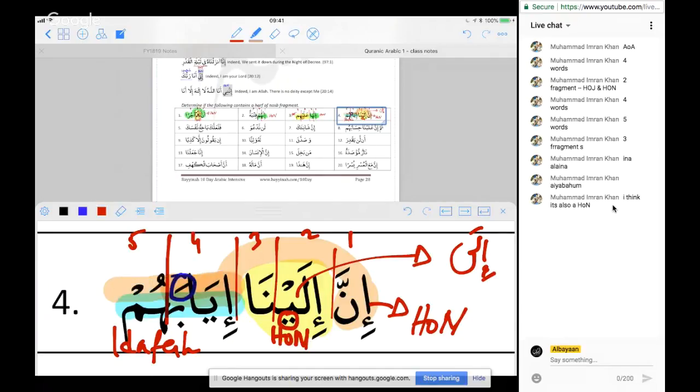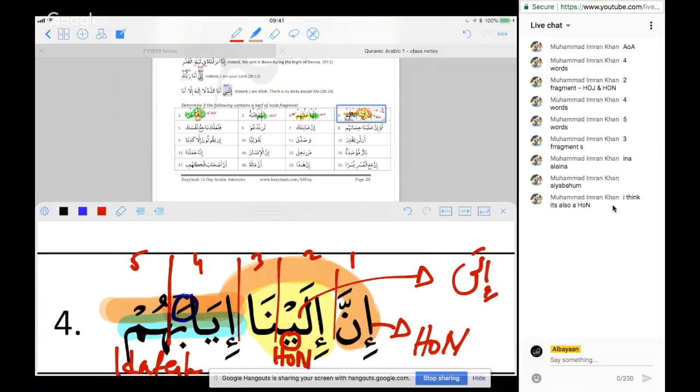I would take the whole bit, from here all the way to inna, and call this entire thing a harf of nasab fragment, because ayaba is connected to whom? You cannot break the chain. You cannot break the connection. Because ayaba is connected to whom, you take the full idafa fragment and connect it with inna, and you call it the harf of nasab fragment. Okay? Good.